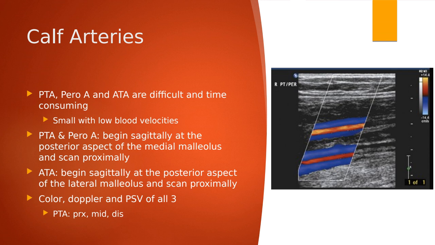When we're looking kind of in the meat of the patient's calf, so the medial aspect of the patient's calf, medial to the tibia, that's where we're going to see our PTA and our peroneal artery. These vessels are small.